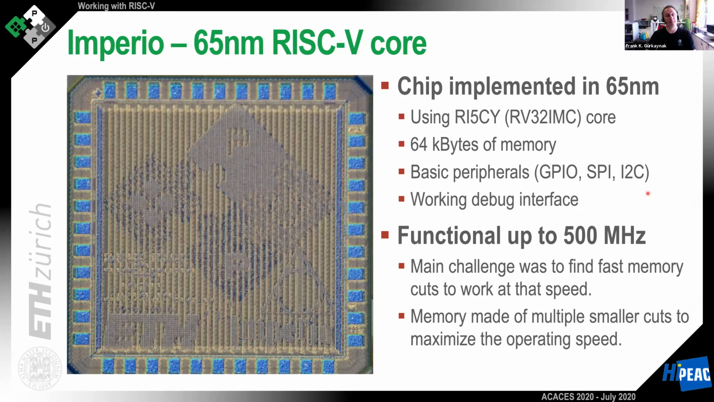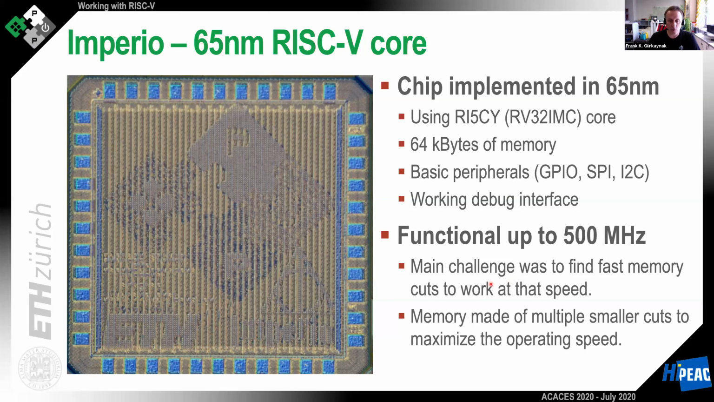Okay, but what about the chip? This is Imperium, designed by Florian, who took a RISC-V core and added 64 kilobytes of memory. It has basic peripherals. The chip has only 40 pins, so it doesn't have that many interfaces. The chip works up to 500 megahertz in a 65 nanometer technology. The main challenge was to find fast memory cuts so that it would work at that speed. 500 megahertz means your critical path is 2 nanoseconds, and a significant portion of that time in this technology is taken up by the memory read and access time.